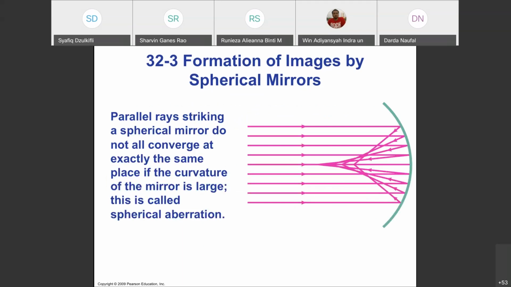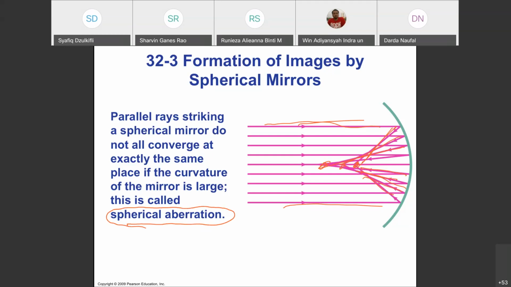Parallel rays striking a spherical mirror do not all converge at exactly the same place if the curvature of the mirror is large. This is called spherical aberration. This is what it means by the sentence. If you see here, all the light doesn't just converge to one point. This one goes here, this one goes here, and that one goes here. It doesn't focus to one point. It goes to different points. This is what they call spherical aberration.